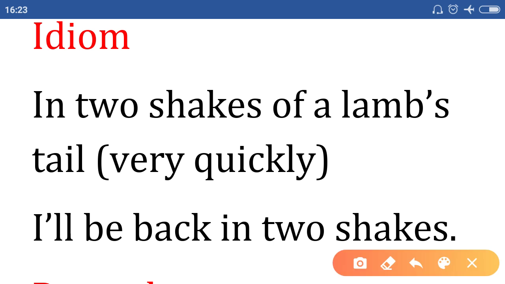about this skill. So again let's just discuss one idiom. In two shakes of a lamb's tail, it means very quickly. I'll be back in two shakes means I'll be back very quickly, very soon.